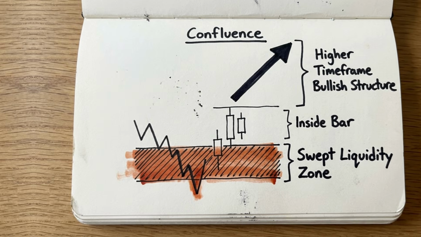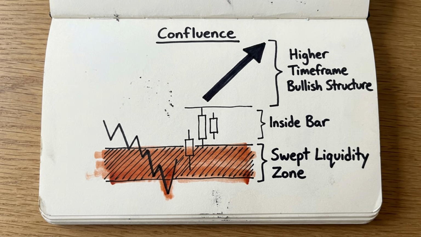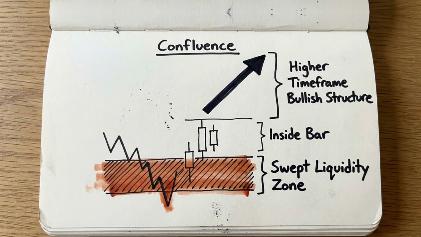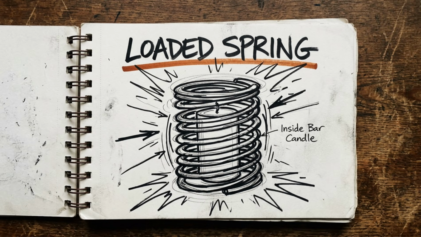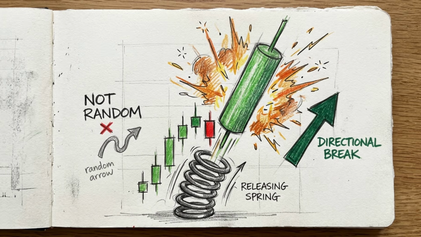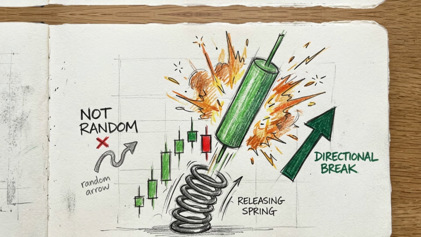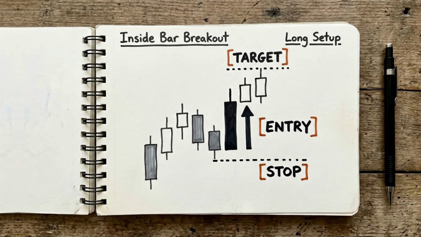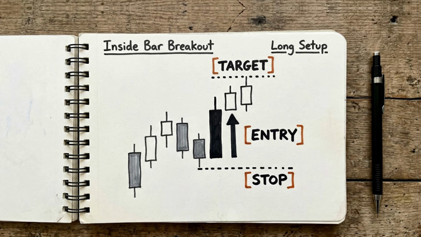If an inside bar forms directly above a swept liquidity zone, inside a higher time frame bullish structure, with the daily bias pointing up, that inside bar is a loaded spring. The compression is directional. When it breaks upward, it is not a random breakout. It is the release of built-up pressure in the direction the higher time frame already told you to expect. Enter on the breakout candle close. Stop below the inside bar low. Target the next liquidity pool above.